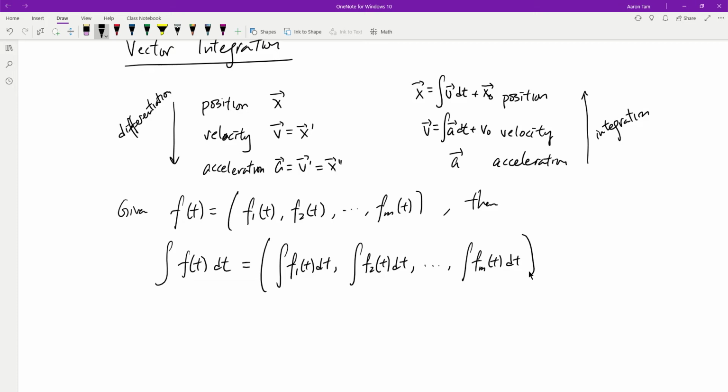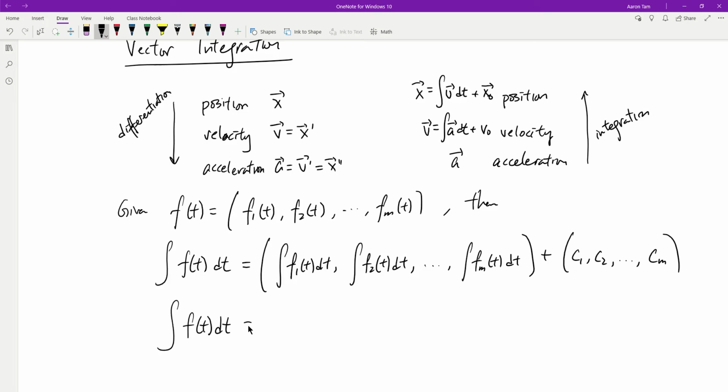Now, however, something interesting does happen here. When I integrate this, I do need a constant. But not just one single constant, but rather one constant for each integration at its associated spot. So I'm going to have to add a constant vector, C1, C2, and Cm, where C1 corresponds to the integration of f1, C2 corresponds to the integration of f2, and so on and so forth.